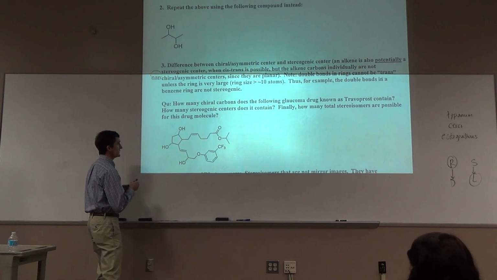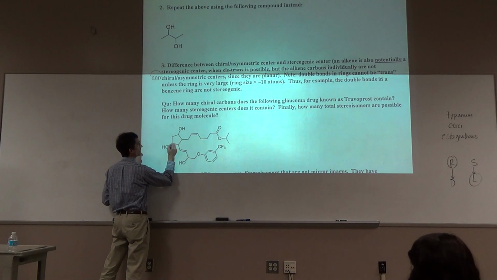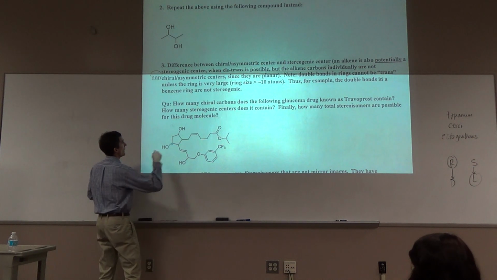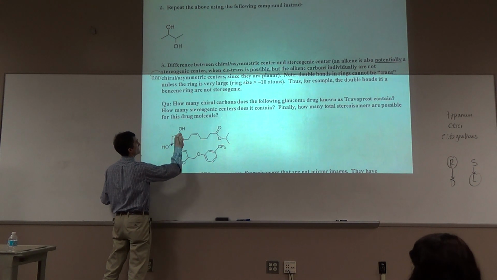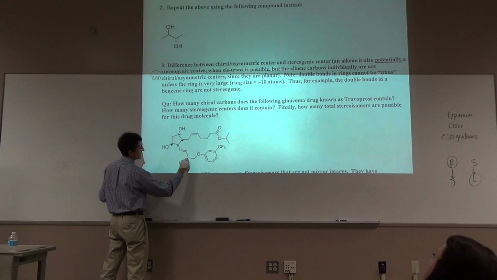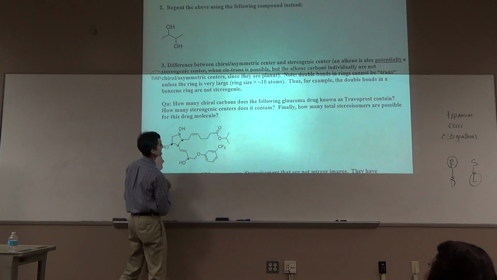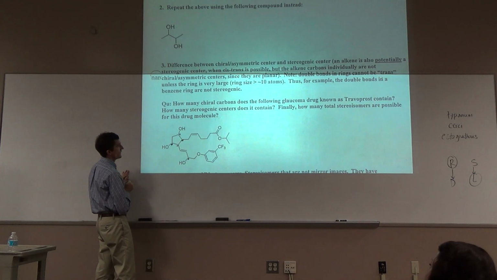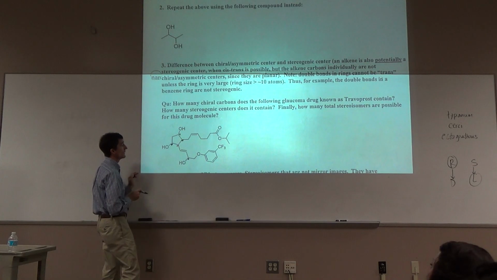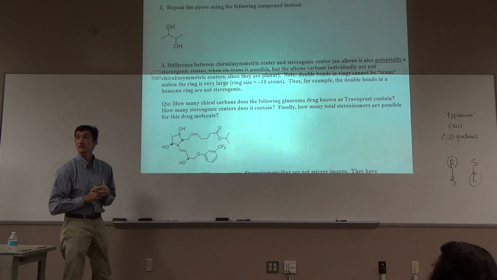Well, how many stereogenic centers? I see a chiral carbon here, here, here, here. There are 5 chiral carbons. I bet you agree they're chiral. What else do you see that's a stereogenic center?